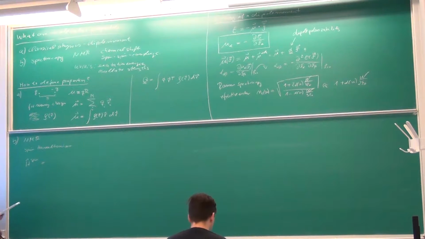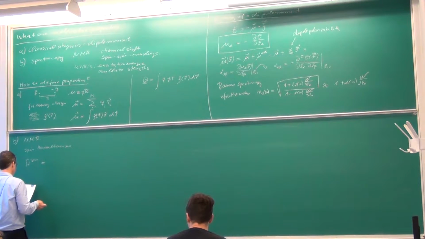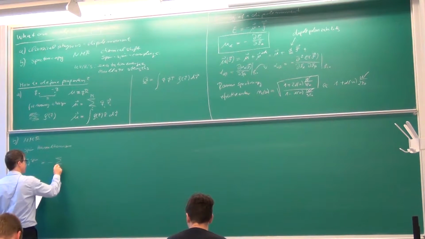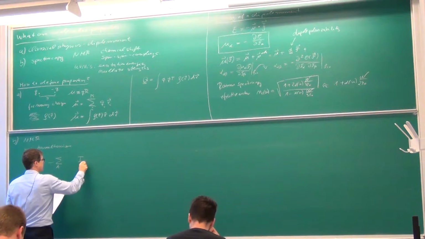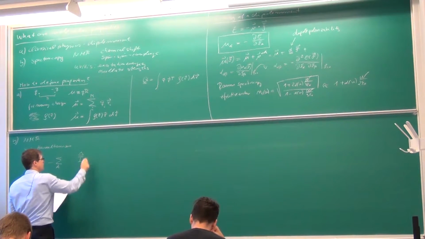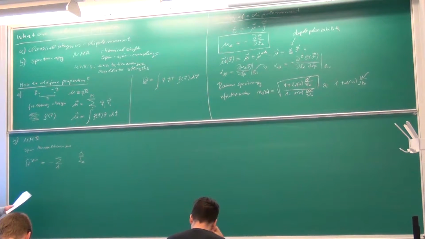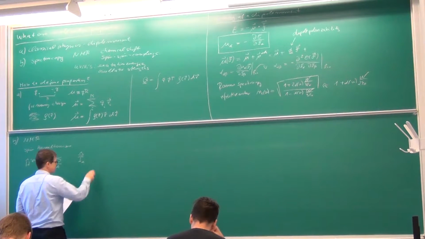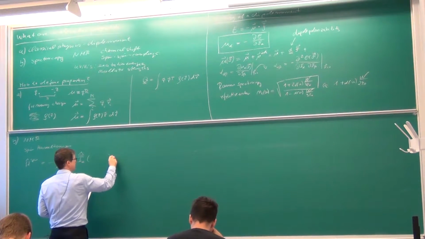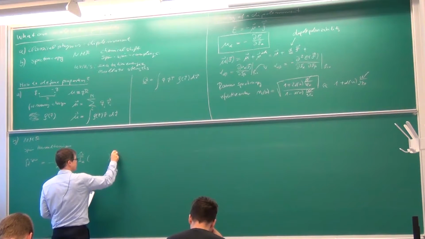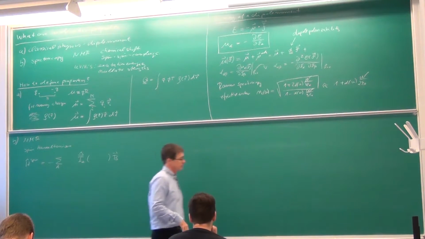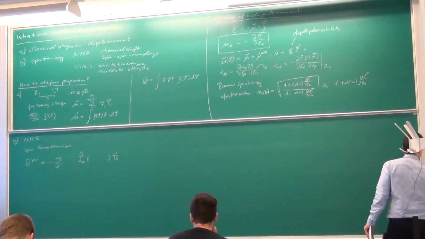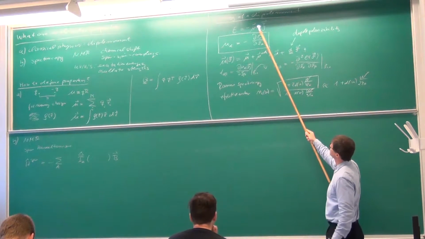a spin Hamiltonian. So a spin Hamiltonian for an NMR spectrum would look like this, where we have a sum over all nuclei A. We have the spin vector of that nucleus, which interacts with the external magnetic field. And that is nothing else than the expression up there. This one.